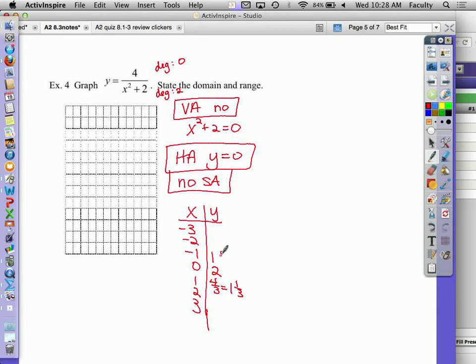And then I'm going to plug in the same number for -1. Yay! If I plug in 2, 2 squared is 4 plus 2. That's 4/6, which is 2/3. And then if I do a 3, 3 squared is 9 plus 2 is 11. Nobody's expecting you to have a calculator brain, but 4/11 I can tell is a little bit less than a half, right? So no need for the calculator. So let's start with our grid.